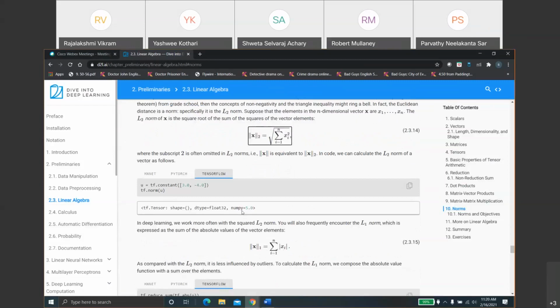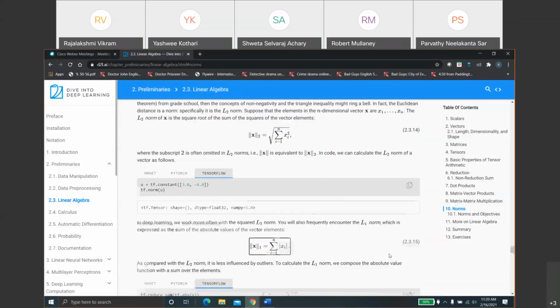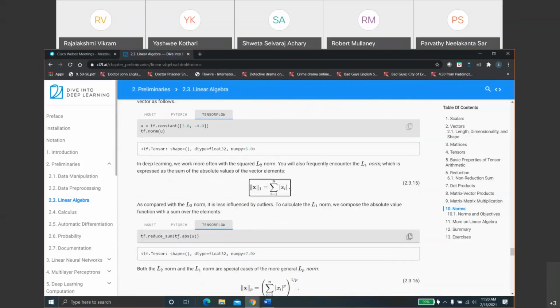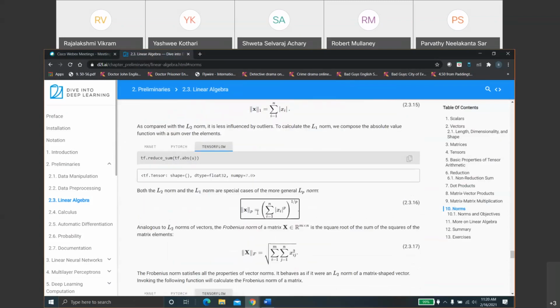Now, sometimes we also use the L1 norm in data science. It is basically the summation of all absolute values. So basically you'll take the absolute values of every tensor element and you do a reduced sum. This formula generalizes the L1 and L2 norm. So if you put P as 1, you'll get the L1 norm. If you put P as 2, you'll get the L2 norm.